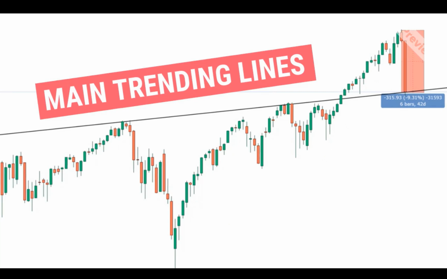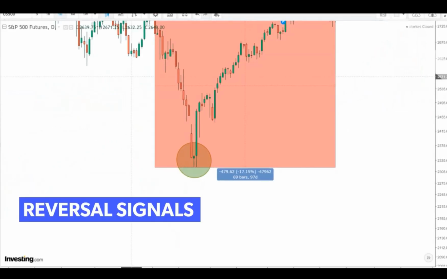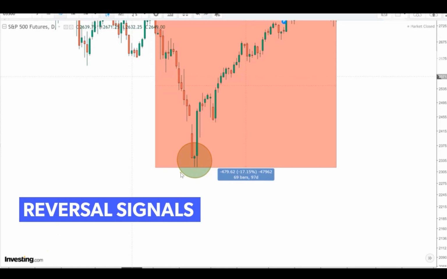The second one is to understand if there is a reversal sign. For example, this one is called a hammer. This is in day charts in the S&P 500 futures, the average of the main stock market in the US. If you look at this chart, the candles were red, so it was going down like crazy, crashing the stock market. But after this specific point, this specific signal, we can see that the general behavior of the market changed.